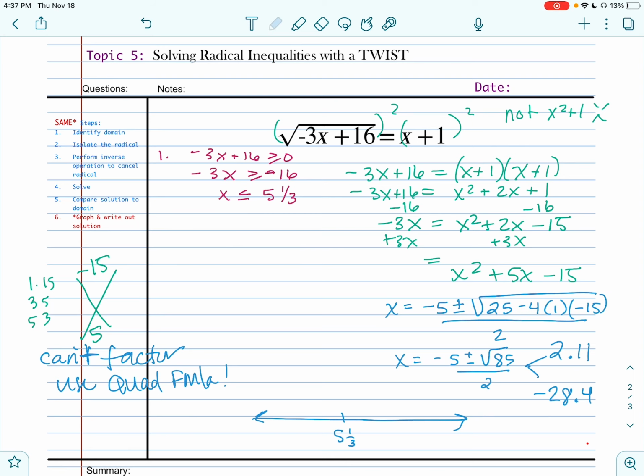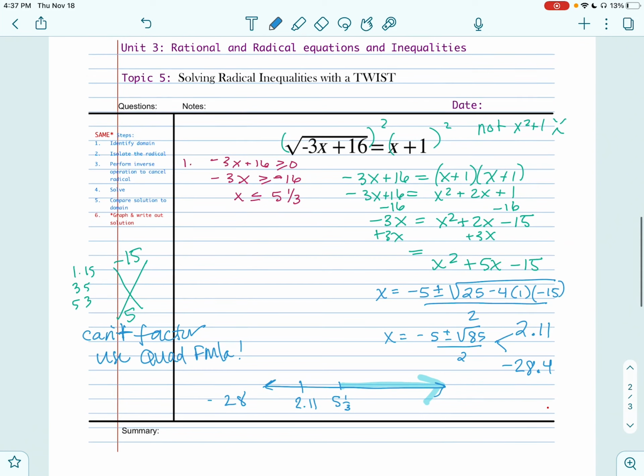All right, so why is that important? Well, we said that all of our answers had to be less than or equal to 5 and 1/3, and we need to check that against our domain. Do you guys see that? 2.11 would be down here, negative 28 is somewhere over here. So for all this work, we get no solution. Neither one of our answers actually works to fulfill this equation. There are no such numbers that work for this.